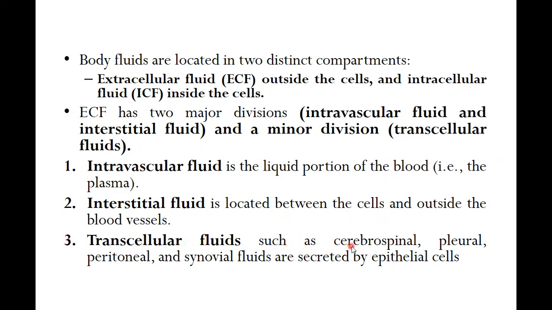This includes fluids such as the cerebrospinal fluid that flows in the subarachnoid space in the brain, the pleural fluid, peritoneal fluid. The pleural fluid is found within the pleural cavity in the chest. Peritoneal fluid, you find it in the peritoneal cavity. Synovial fluid, found at the joints, and of course, secreted by epithelial cells. So these are the different categories of extracellular fluids, three of them.